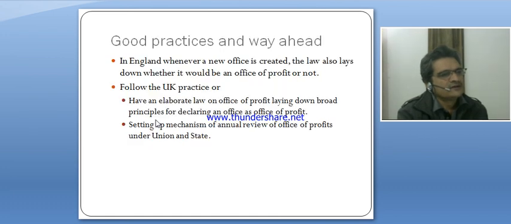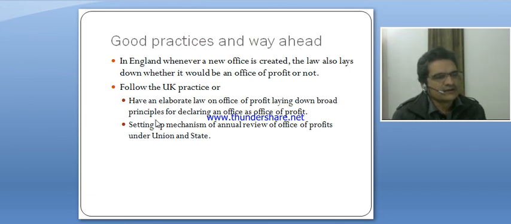Now, there are certain good practices. In England, the origin lies in England, and also the good practice is derived from there. Interestingly, whenever a new office is created in England, and if a government creates any new office, it very clearly says whether that office will be considered as office of profit or not. We can also follow that.